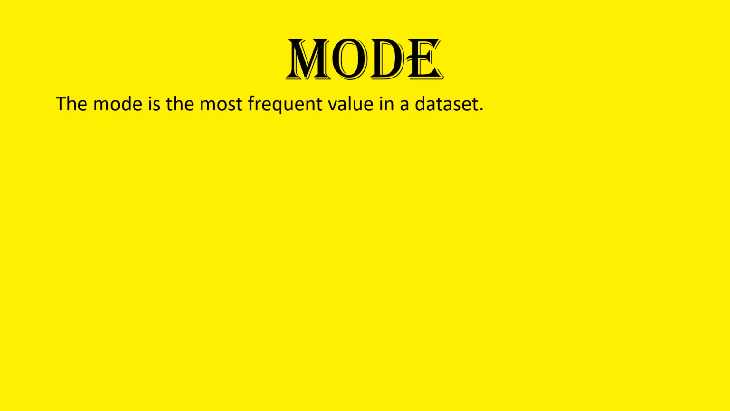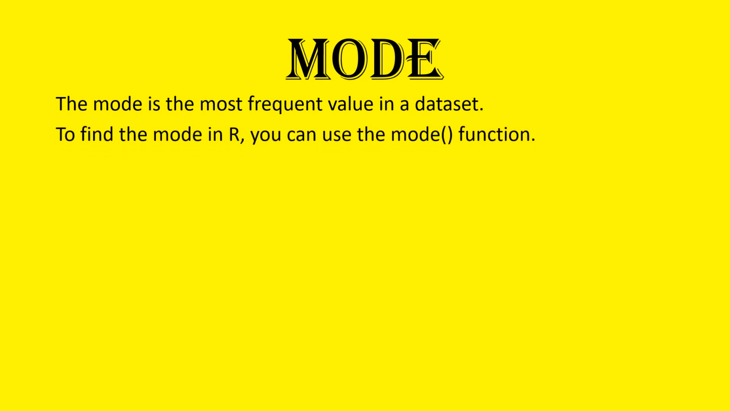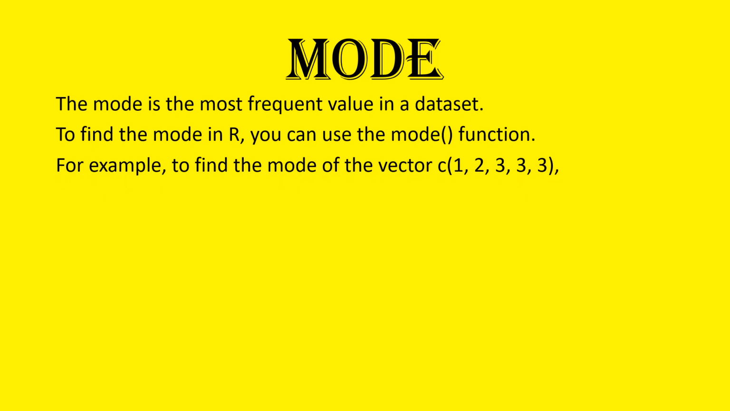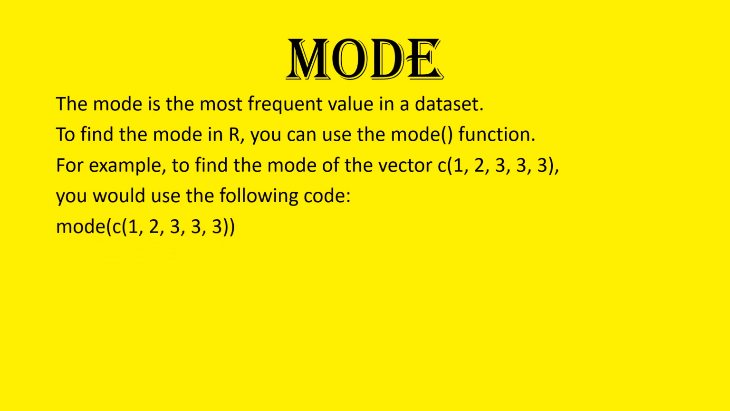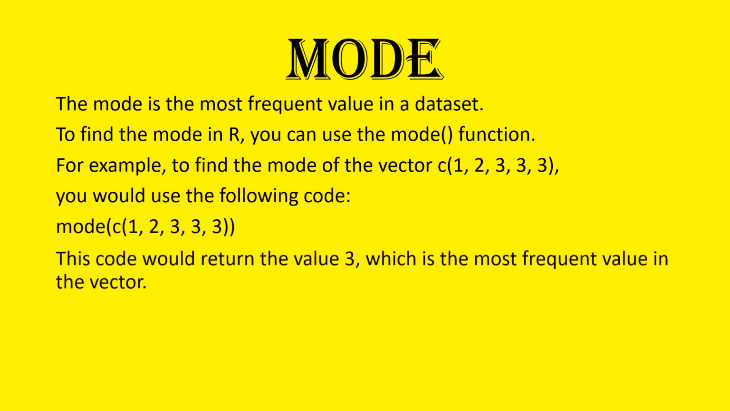If you talk about mode, again it is a very similar procedure, very simple. The mode is the most frequent value of any data set. If you want to find mode in R, you can use the mode function. For example, we have data set 1, 2, 3, 3, 3. If you want to find the mode, simply use the mode function and put your data set, you will get the answer. The answer will be 3.